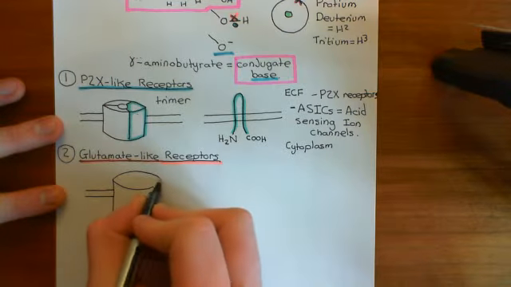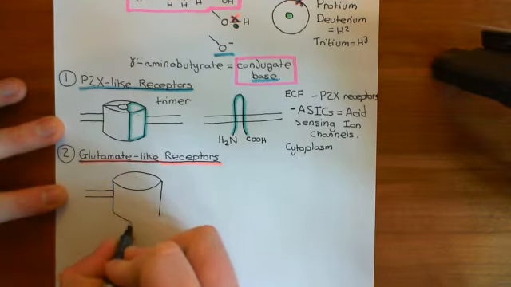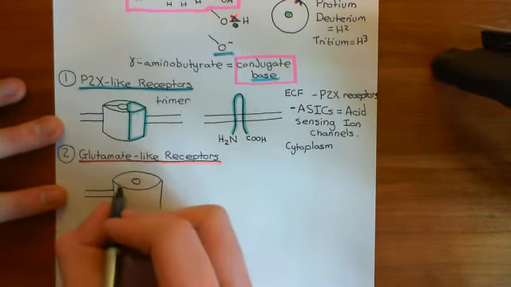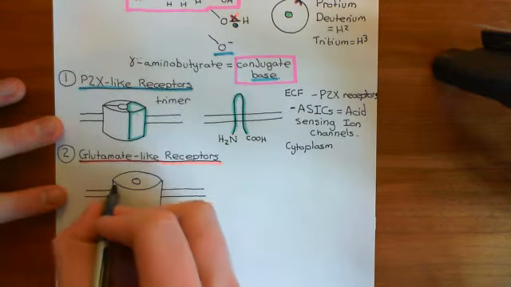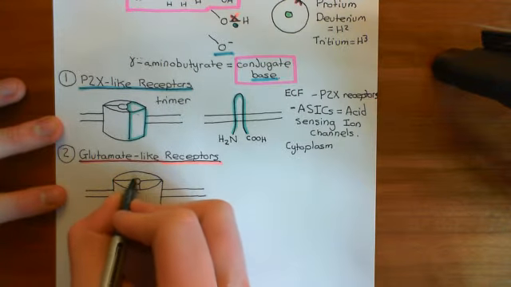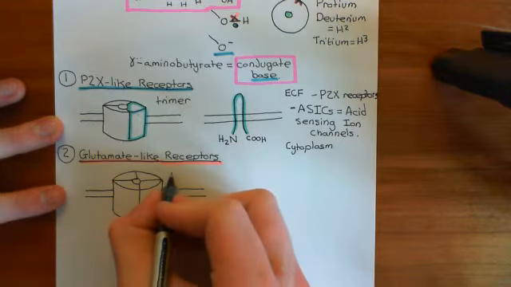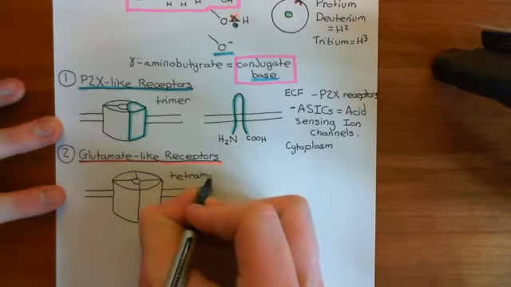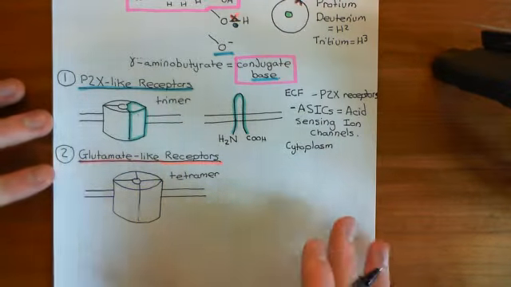Then we have our ligand-gated ion channel sitting within the cell membrane here. Here is the pore going down the middle, and the whole ligand-gated ion channel now is going to consist of 4 separate subunits: 1, 2, 3, and 4. So all of the ligand-gated ion channels in this second family, known as the glutamate-like receptors, are going to be tetramers.